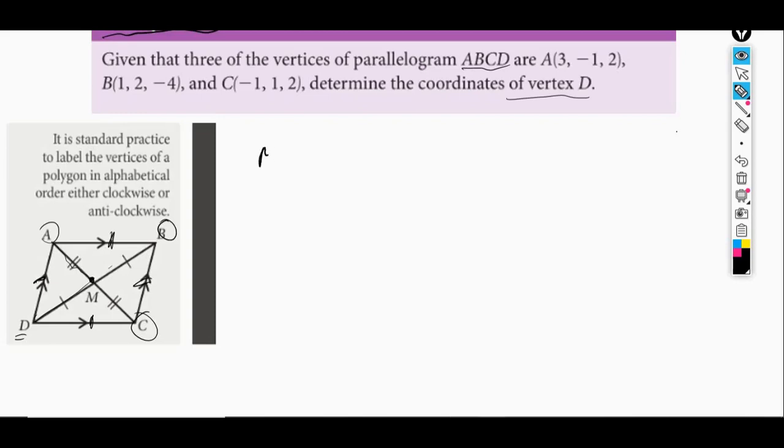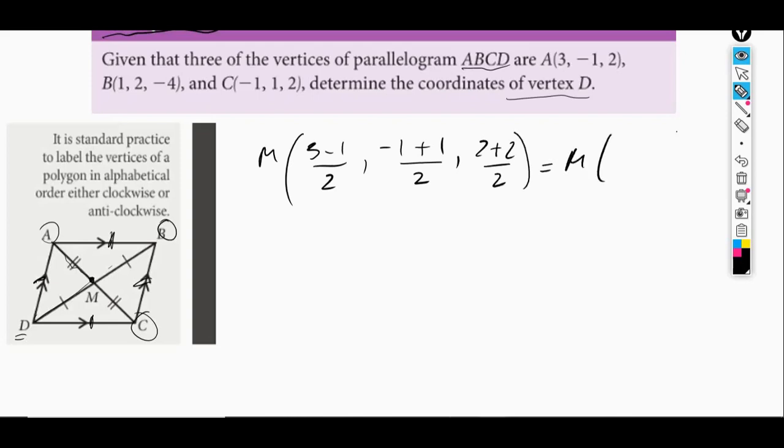That means that the coordinates of the midpoint should equal the sum of, say, we're doing A and C, so this would be 3 minus 1 over 2. That would be the x coordinate. The y coordinate would be -1 plus 1 over 2. And the z coordinate should be 2 plus 2 over 2. That means that M, the midpoint, would be then 1, 0, 2. Okay, so now let's find D.